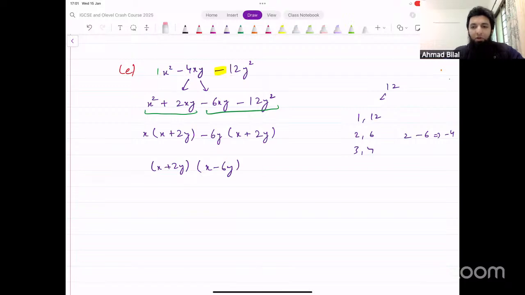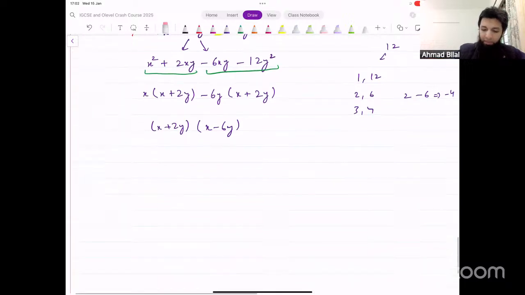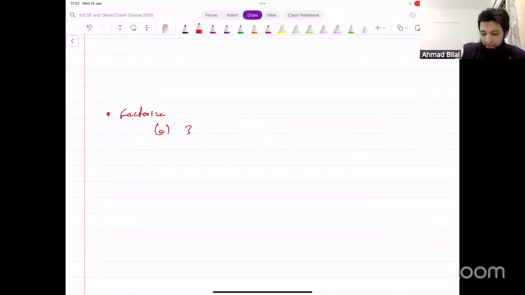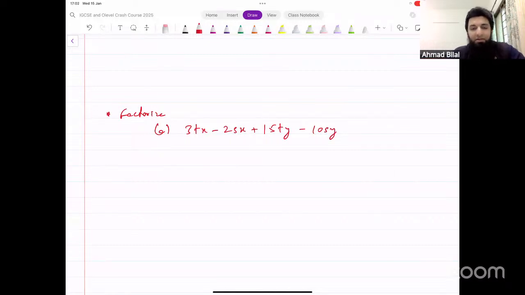All right. What if you've got more than three terms? That can also happen sometimes, when you have four terms in an expression and you want to factorize that expression. Let's take an example. You could have something like this. You want to factorize 3tx minus 2sx plus 15ty minus 10sy. Let's say you want to factorize this now. You've got four terms in this case.